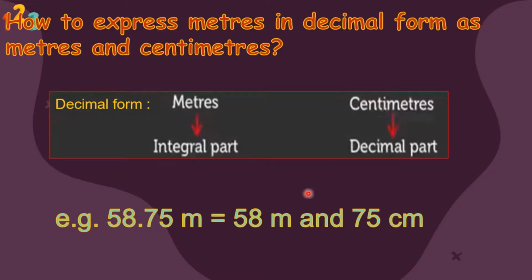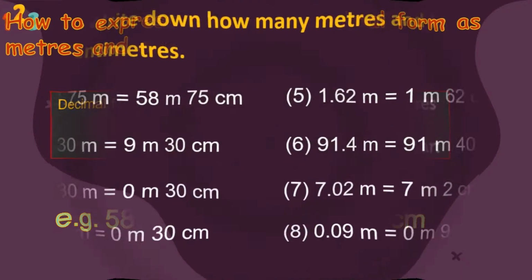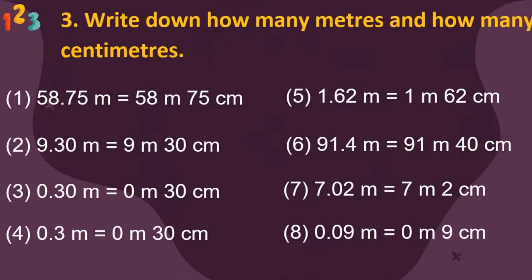Here the decimal fraction 58.75 meter can be written as 58 meters, that is the whole number part before decimal we take it as meter, and the decimal part after decimal point 75 we take it as a centimeter. So we write 58 meter and 75 centimeter. Here some more examples are given for practice.